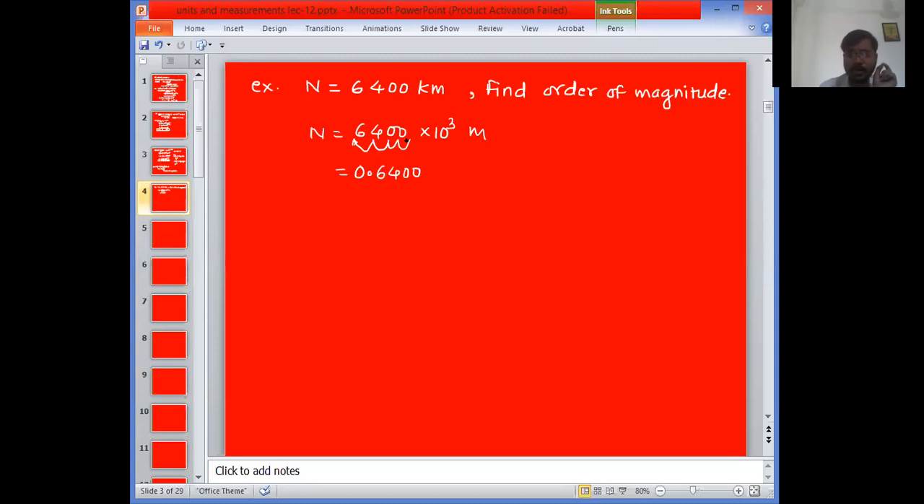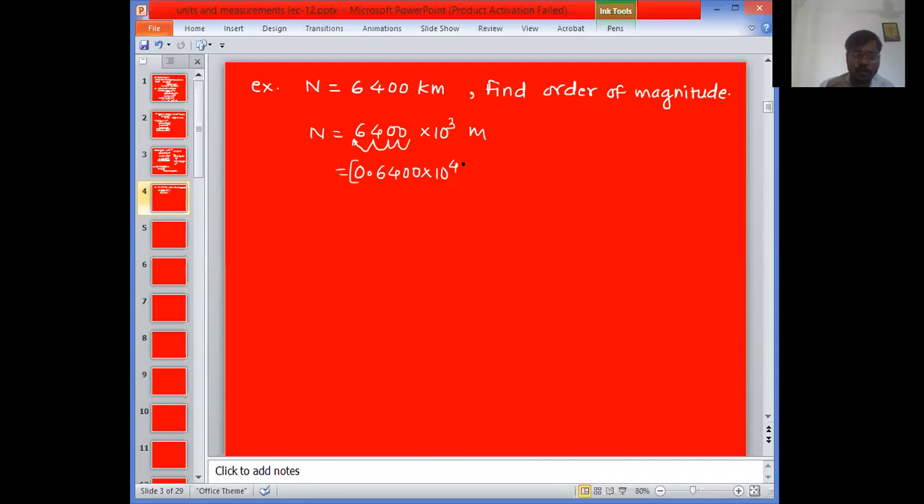Now 0.64 is a number in between 0.5 and 5. How many times have we moved the point left? 1, 2, 3, 4. Point moving left, plus 1. Point moving right, minus 1. Left shift by 1, 10 raised to plus 1. Left shift by 2, 10 raised to plus 2. Left shift by 3, 10 raised to plus 3. Left shift by 4, 10 raised to plus 4.